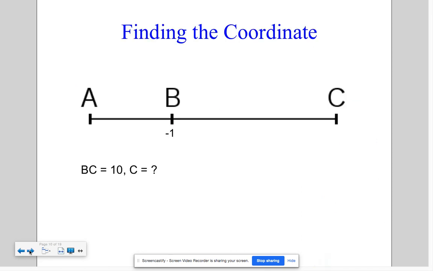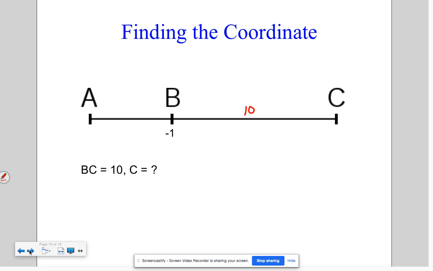All right, finding the coordinate. Sometimes you're going to be given a coordinate and the distance between points, and you're going to use that to find the coordinate of one of the other endpoints. So in this case, we know that B is at -1. That's the coordinate of B. And we want to figure out what the coordinate of C is, knowing that this distance is 10.